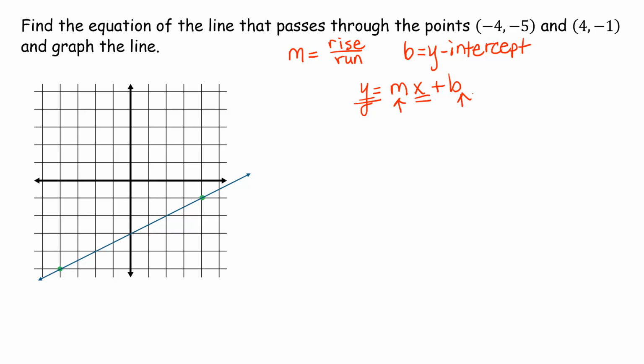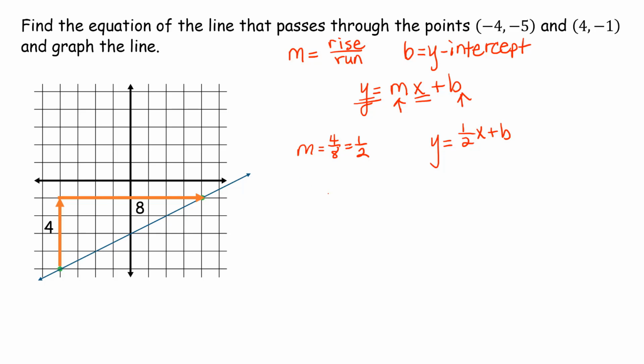Now, to find the slope, we see how far up you have to go, which is 4, and how far over you have to go, that's 8, to get from one point to the other point. That's your slope. Rise is 4, run is 8. So m equals 4 over 8, which is 1/2. Now I'm going to write my equation. y equals m, which we know is 1/2, x plus b. Now this is what my final answer is going to look like, except I need to find b.